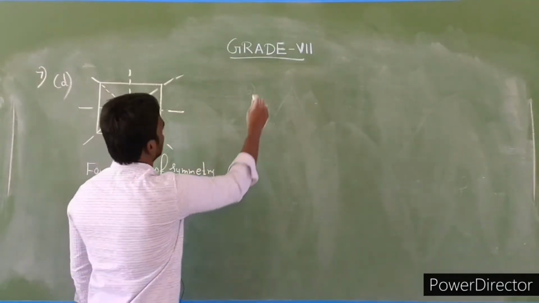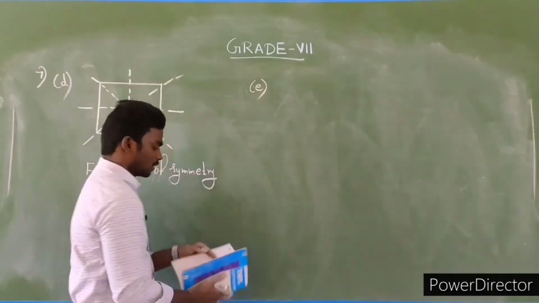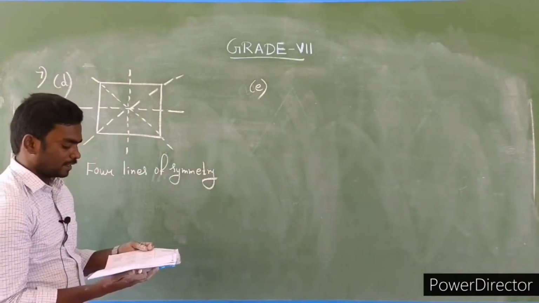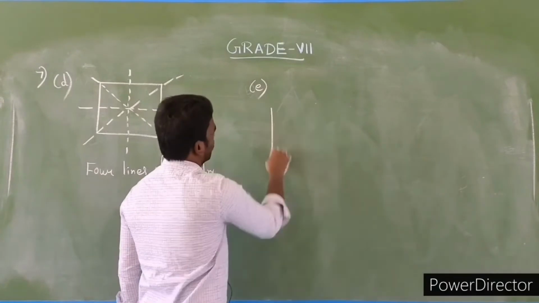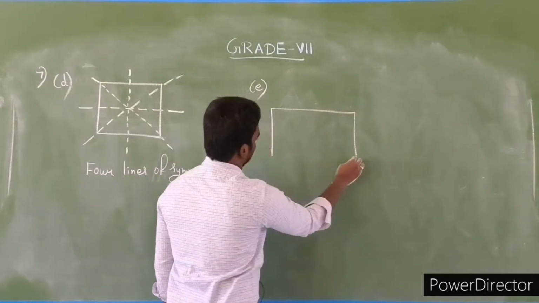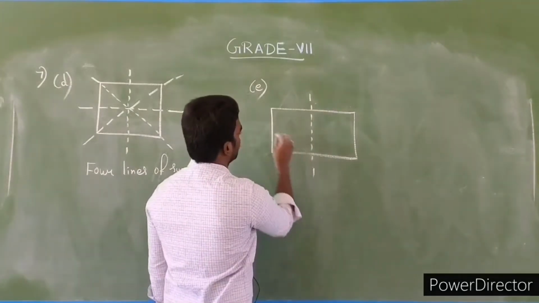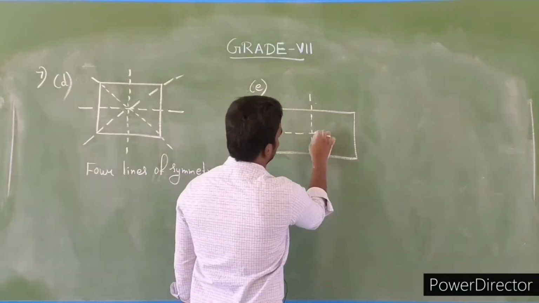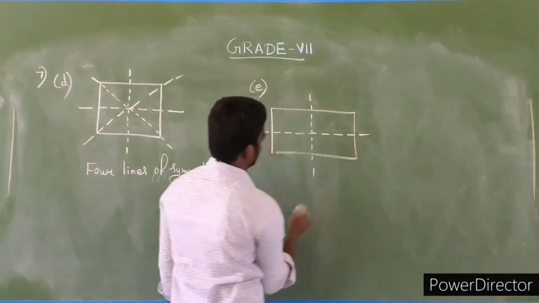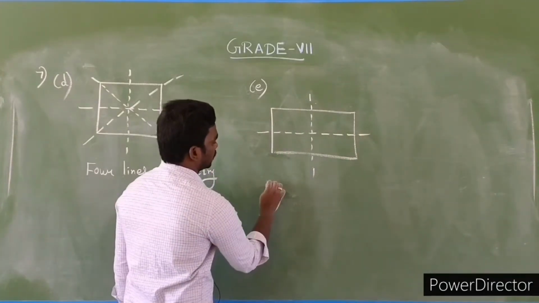Next, our E. What is E? A rectangle. We know a rectangle has only two lines of symmetry. A rectangle has how many lines of symmetry? Two lines of symmetry. It becomes identical shapes. So a rectangle has two lines of symmetry.